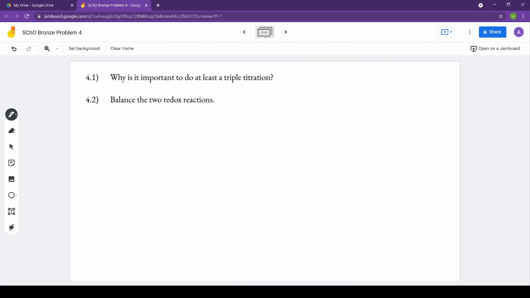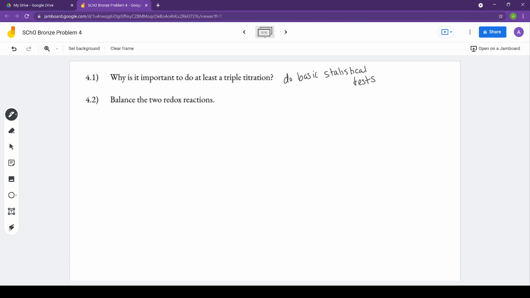So, okay, 4.1, why is it important to do at least a triple titration? I briefly mentioned this, but a good answer is that we can do basic statistical tests, right? We can take the average, right? If there was just one, we might not be able to take an average of many trials. It's always better to have more trials than less. And if we take two, we don't really know the variation in our data, right?